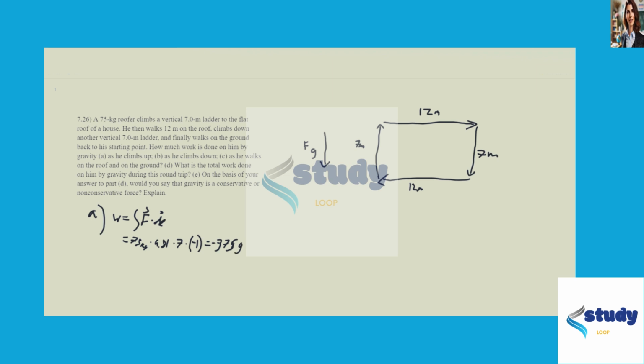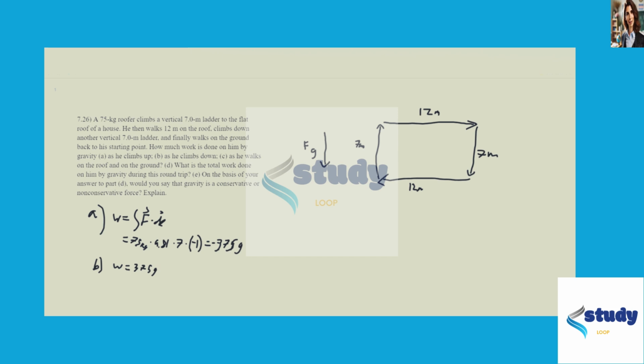Okay, then for part B, as he climbs down, the only difference between this one and that one is we have a different dot product. So the vectors are in the same direction. So that's going to be a positive value instead of a -1 here. We're going to get a positive 1. So we're going to get 375 G for the work there. And that's going to be in joules after the units work out.